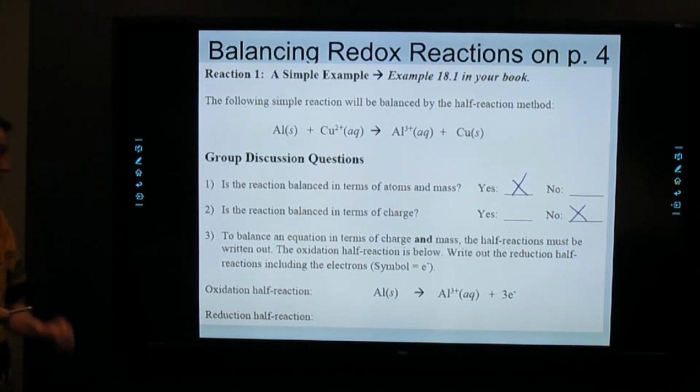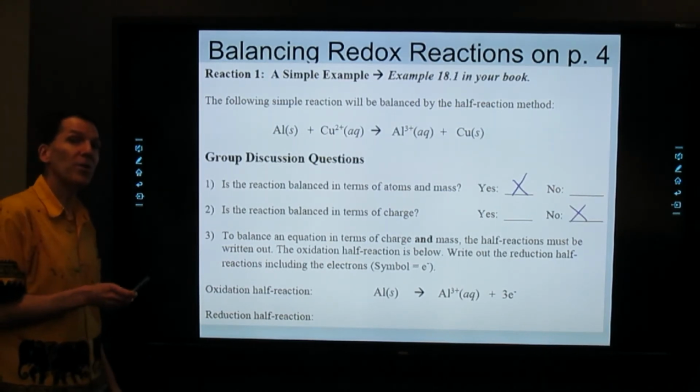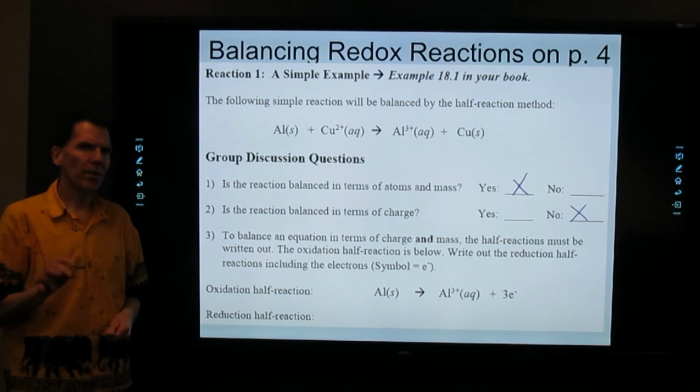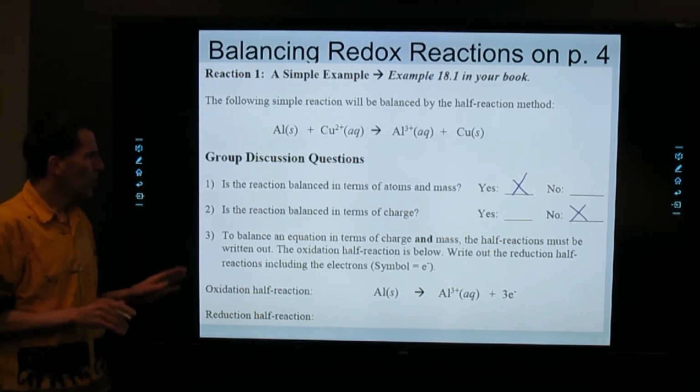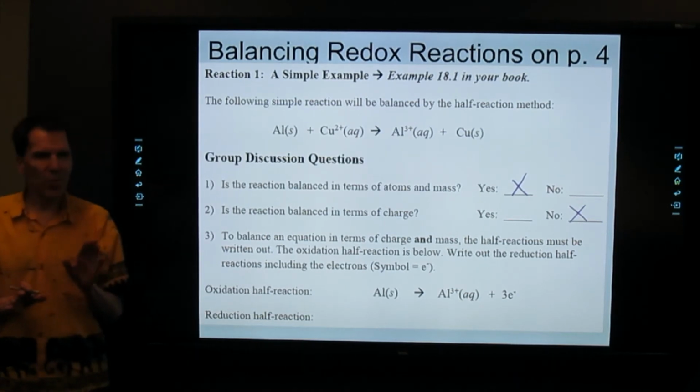So I'll let you pause the video and you try to write the reduction half reaction and think about where the electrons go in a reduction if you try to write that half reaction. So you're just going to use copper in that one. Try to include the electrons.